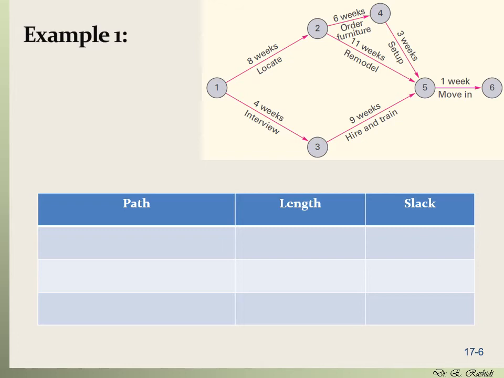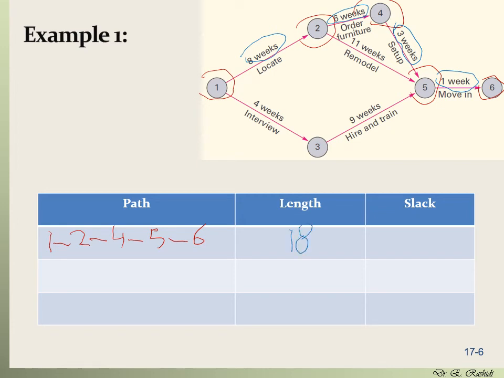So one path, for example, is going from 1 to 2 to 4 to 5 to 6. So I'm going to write it here as 1 to 2 to 4 to 5 and to 6. Now let's find the length of this path. So that's 8 from 1 to 2. From 2 to 4, that's 6. So 8 plus 6, that's 14. Plus 3, so we have 17. Plus 1 here, and that's 18. So the length of this path is 18 here.